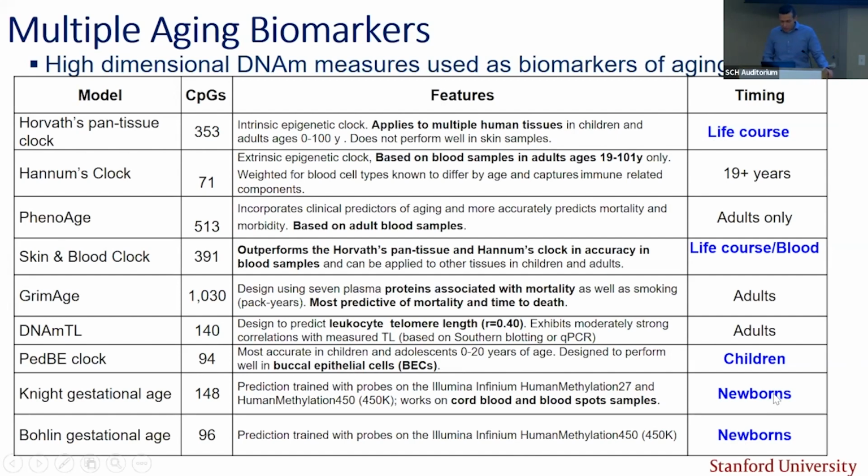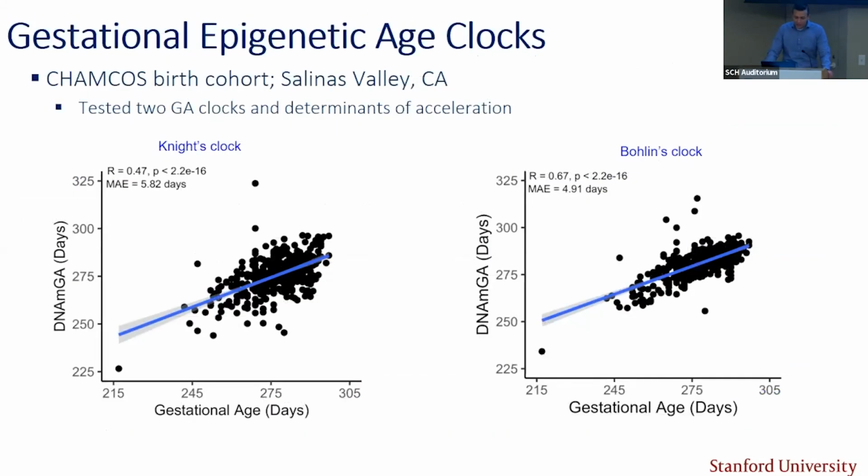There are two clocks that we've been working with, which are the gestational age clocks. They try to predict gestational age at birth instead of chronological age, to have a higher degree of accuracy, if you will. These are the Knight clock and the Bohlin clock. This is data from a prospective birth cohort in the Salinas Valley of California, the CHAMACOS birth cohort, in which we tried to predict chronological age based on the epigenome of cord blood. You can see here that Bohlin's clock is doing fairly well. The correlation is not as impressive as the adult clocks, but 0.67 is pretty good, with a median absolute error of about 5 days. So those deviations on average are about 5 days.